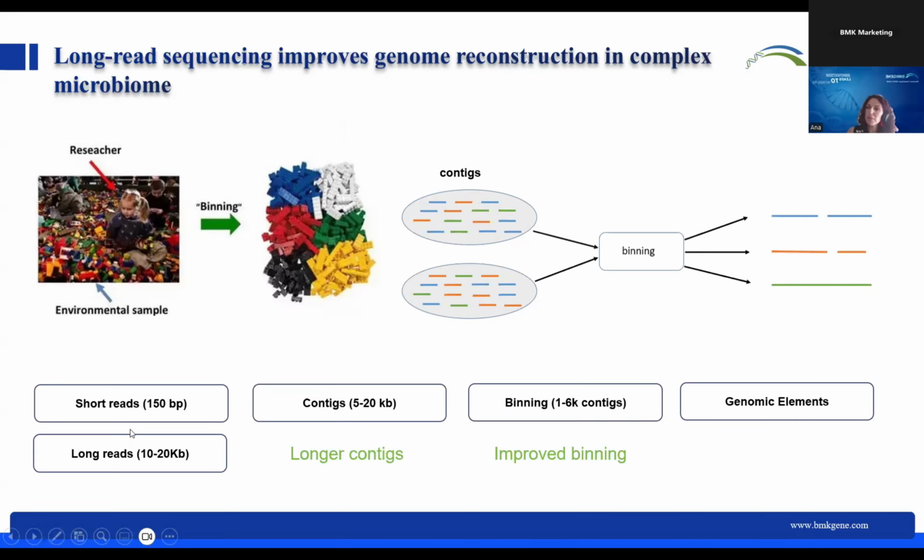If we also use long reads, the contigs that we are able to assemble are longer, and it also means we will have fewer, longer contigs. So it's much easier to then do the binning and improve it, and to get genomes that have fewer gaps. That is the general idea.